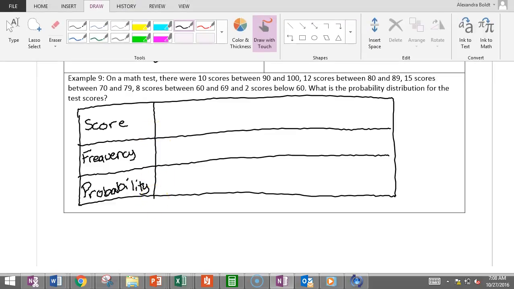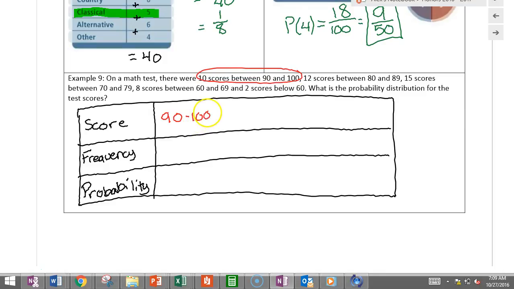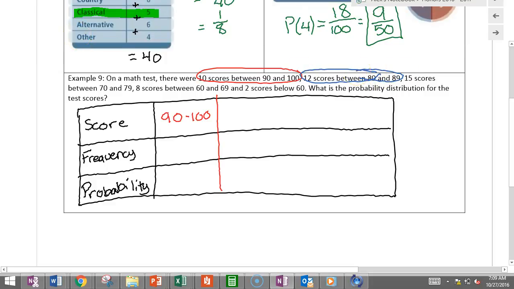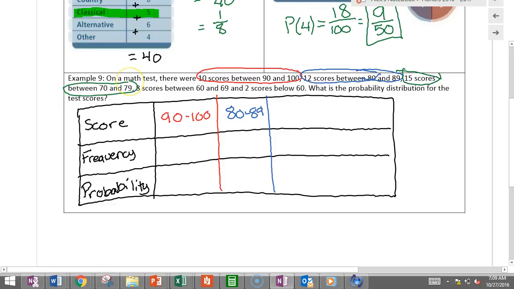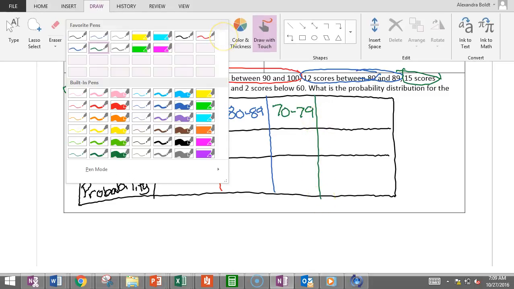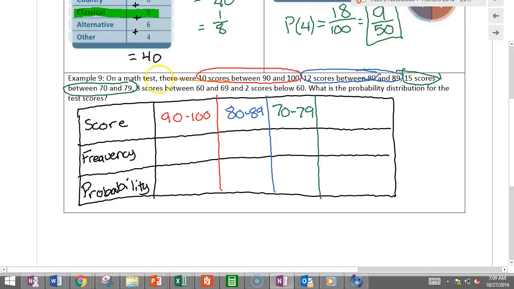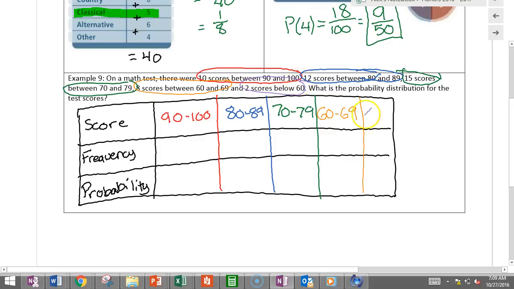Now I'm going to look at what the different scores I have are. Well, 10 scores between 90 and 100. And then I have 12 scores between 80 and 89. And then 15 scores between 70 and 79. Then 8 scores between 60 and 69. And then finally, 2 scores below 60. So my score is less than 60. Or you could write below 60, but I'm running out of room.